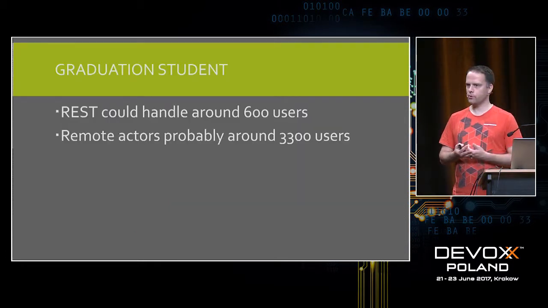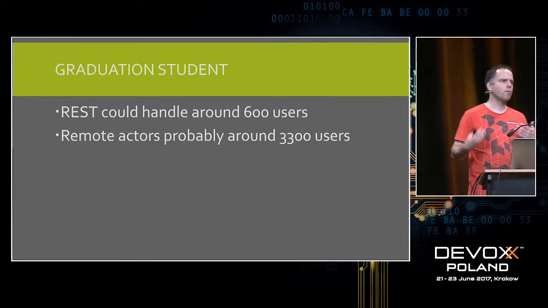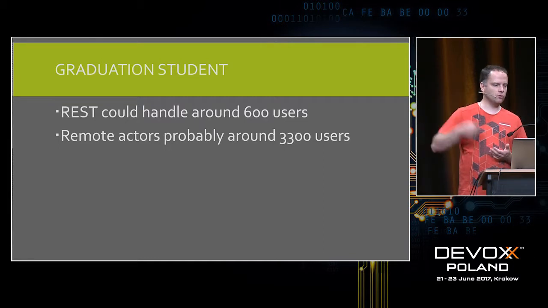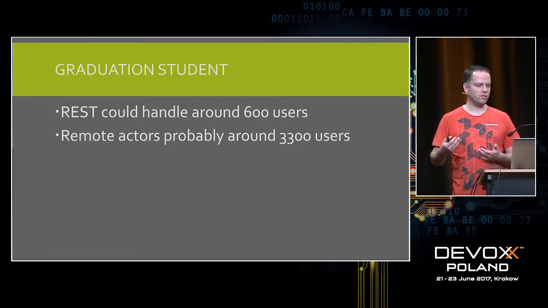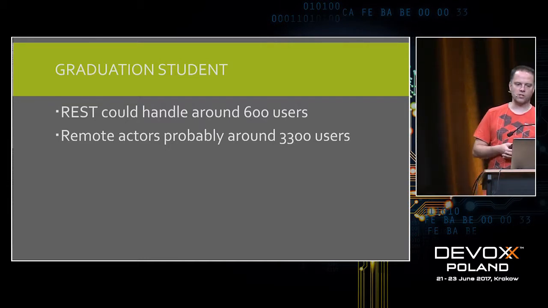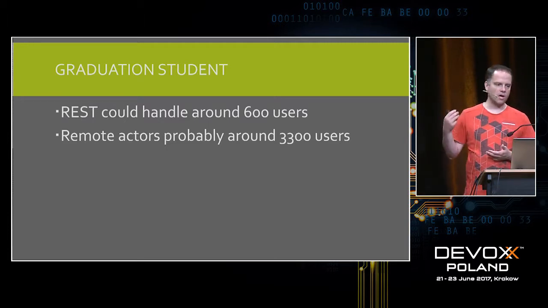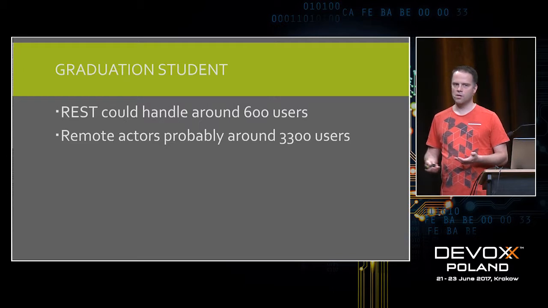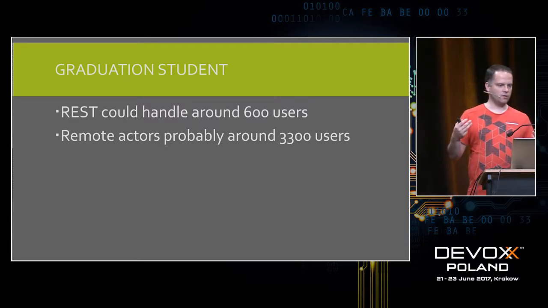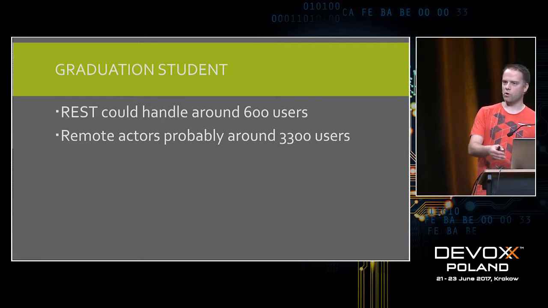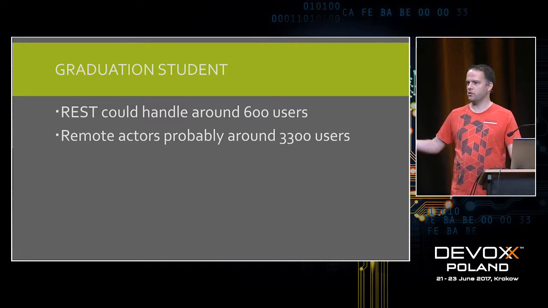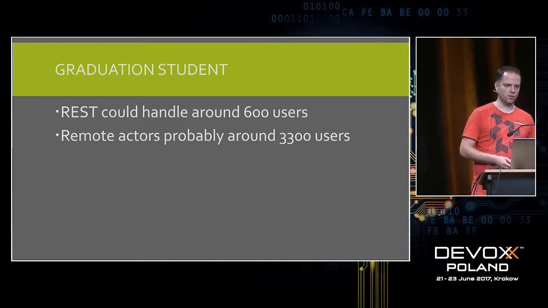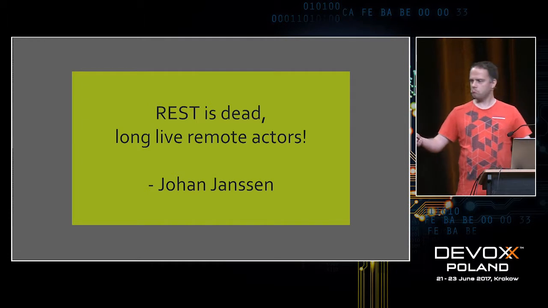I also had a graduation student who did a comparable test to this one, and he tried to figure out how many users he could handle. And he found out that with one system, with a REST application, he could handle around 600 users, and with remote actors, he estimated that he could handle 3,300 users. So from a business point of view, this is the difference between buying either one server or buying 5 servers, basically. So it can make you a lot of money. And so it's easy, you would say.